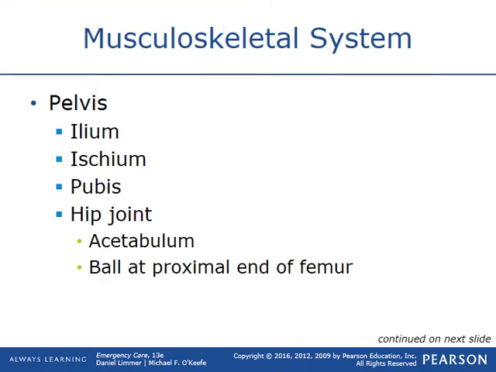The pelvis consists of the ilium, the ischium, the pubis, and the hip joint. And you've got the acetabulum, which is the ball at the proximal end of the femur. And if you remember proximal, that's the ball at the end of the femur that connects to the pelvis, closest to the body.